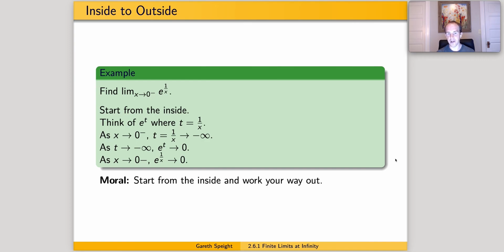Okay, so the moral is to start from the inside and work your way out. And if you don't like introducing more variables, which I think makes it a little more confusing, just look at e to the 1 over x. X is going to 0 from the left. If I start with the inside, as x goes to 0 from the left, 1 over x is going to minus infinity. Now I have the exponential function, and something is going to minus infinity. I think of my graph of the exponential function. If I insert a very large negative number, where am I going to be? I'm going to have a very small positive number. It's going to go to 0. So with these ones, start from the inside and work your way outside.